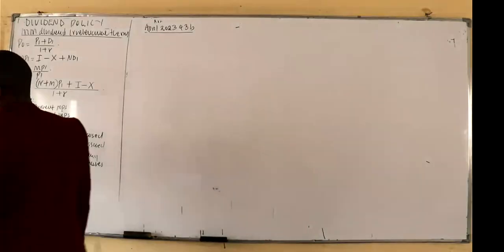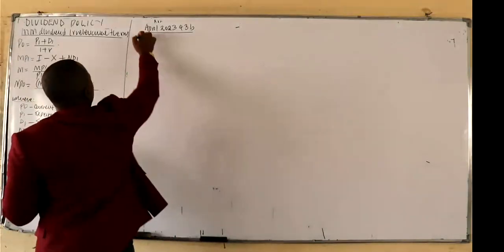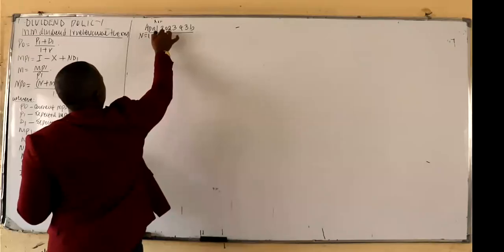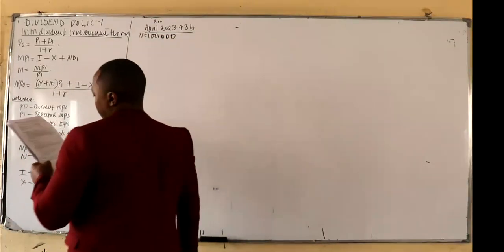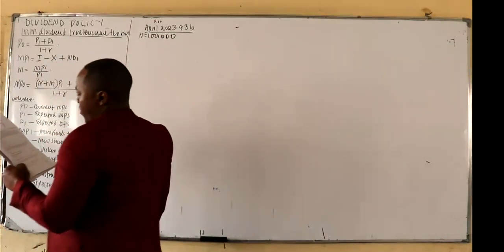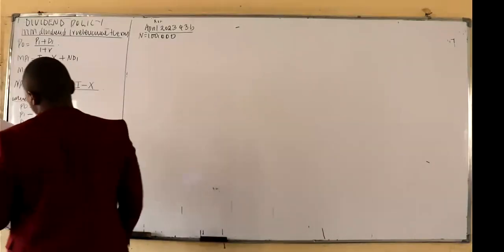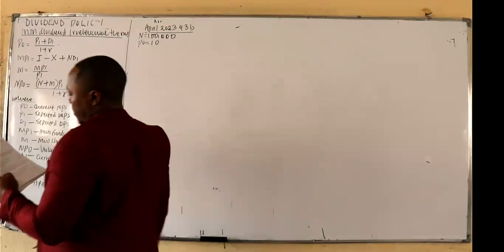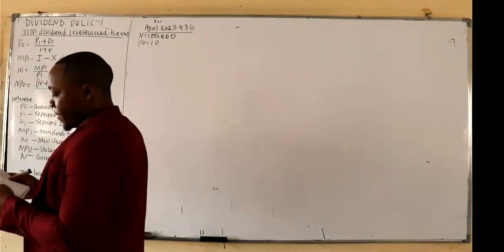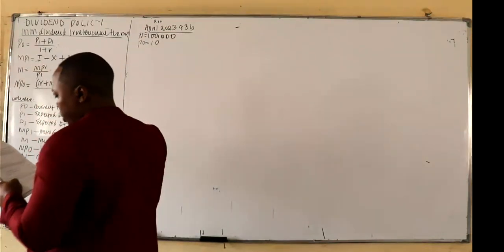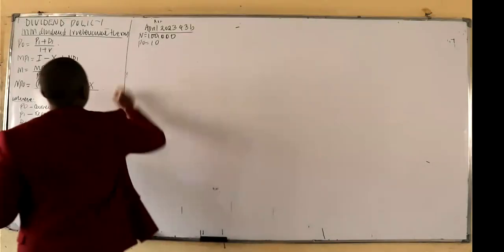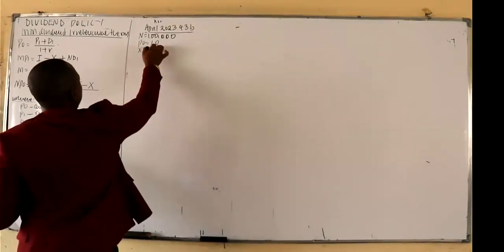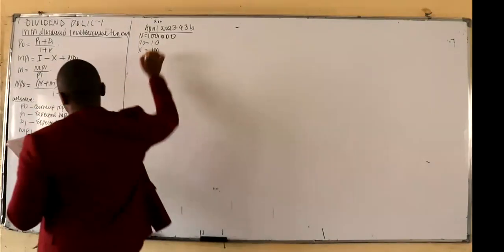The firm currently owns 100,000 shares. So that is N. N is 100,000 shares outstanding, ordinary shares with a market price of 10. So that is P0. P0 is 10 shillings. And the firm has 1 million shillings earnings after tax. That is X. X is the expected profit, which is 1 million.